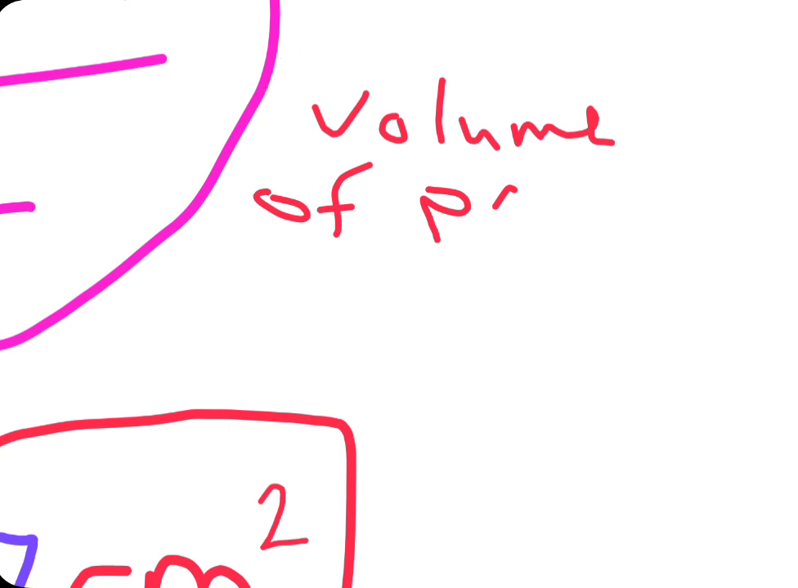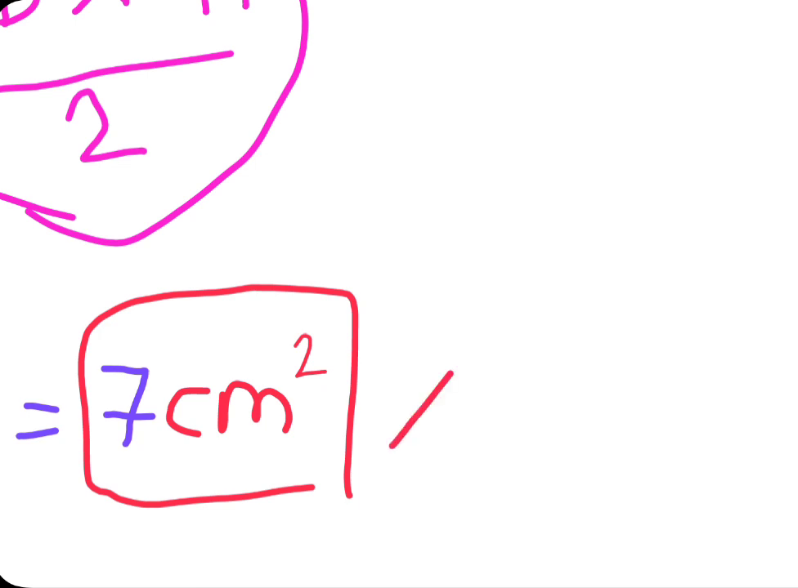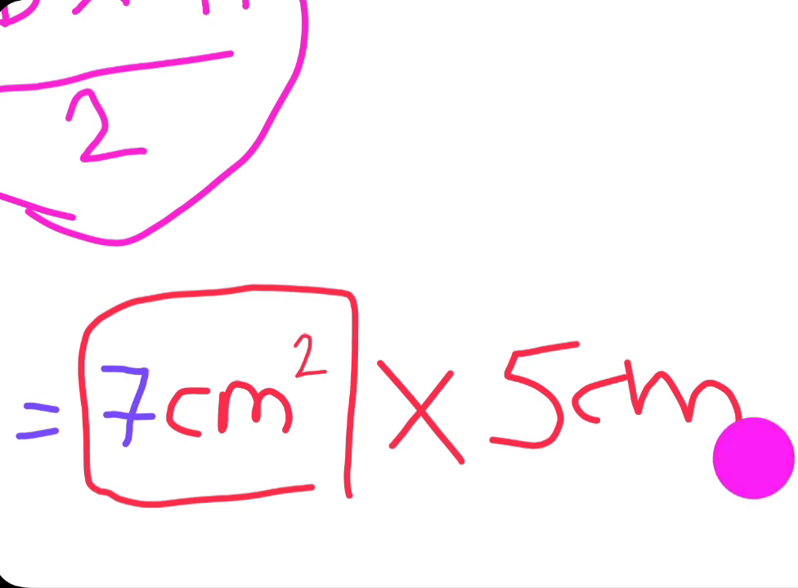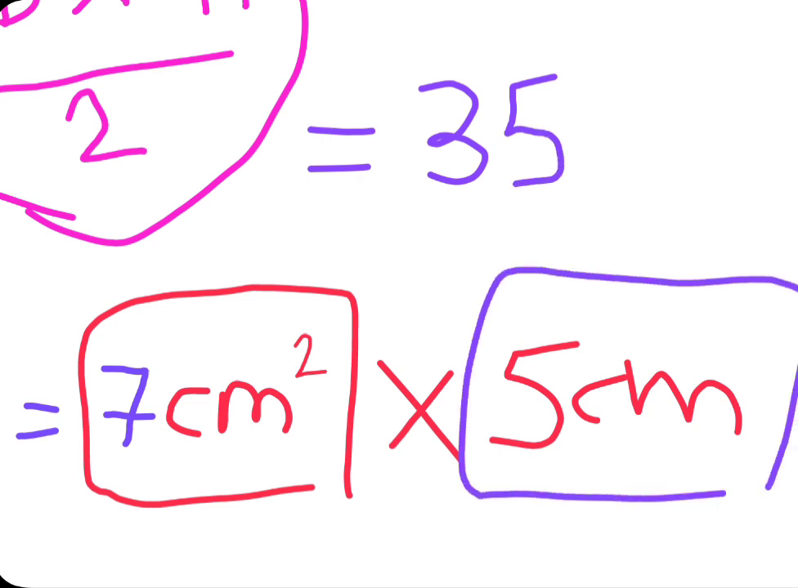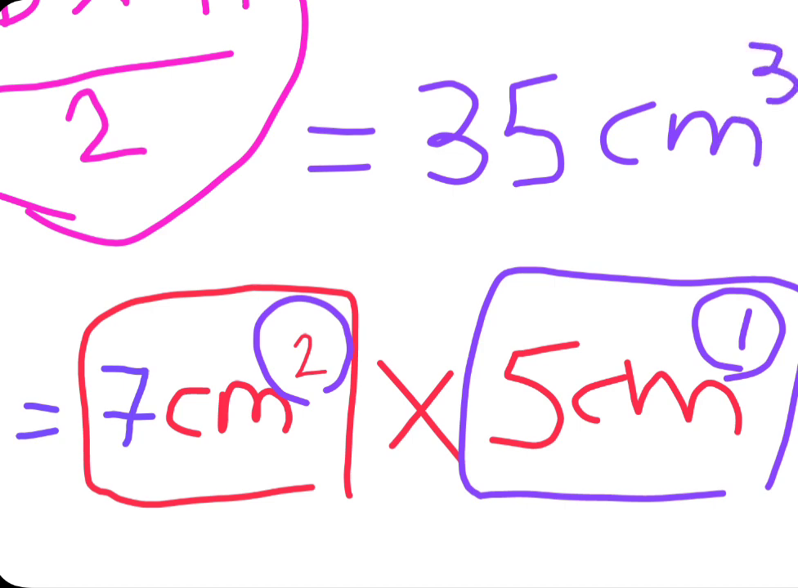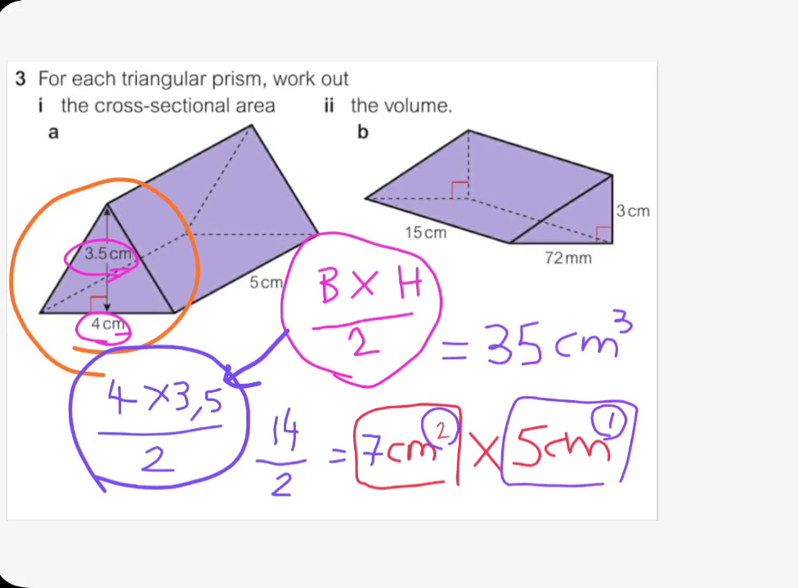Now, as we said, volume of prism is area of cross-section, which is 7 as we said, multiplied by the length, which is 5. So multiply 7 by 5 centimeters equals what? Very good, 35. Now, 35 what? Because we're multiplying centimeter squared by centimeter to the power of 1, we have to add the powers. So it's going to be centimeter, very good, to the power of 3. And this means that the volume is always cubed. And this is how you answer A.